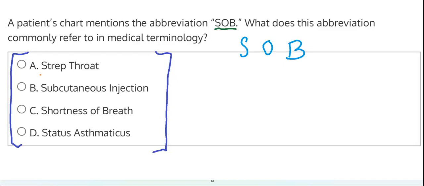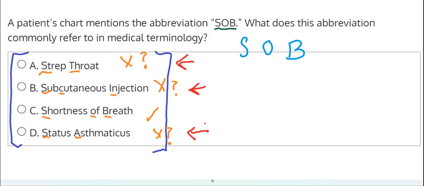So we see strep throat has S and T, so we might consider eliminating that possibly, but we'll look at the choices to the side. We see subcutaneous injection, SCI. That's not exactly SOB either, so I'll probably eliminate that maybe. Shortness of breath, S, O, and B, so that looks good. And then status asthmaticus is SA. So we have in the back of our mind that we probably will eliminate strep throat, subcutaneous injection, and status asthmaticus, because all of these do not have the abbreviation S, O, and B. They have other letters used.